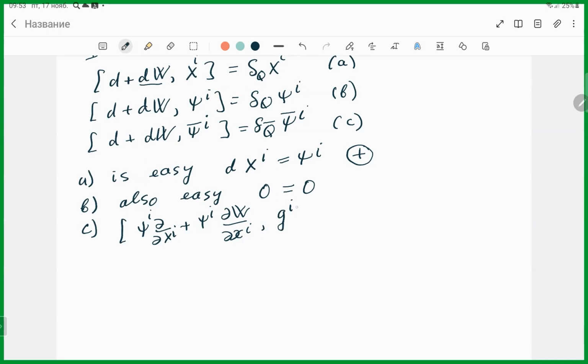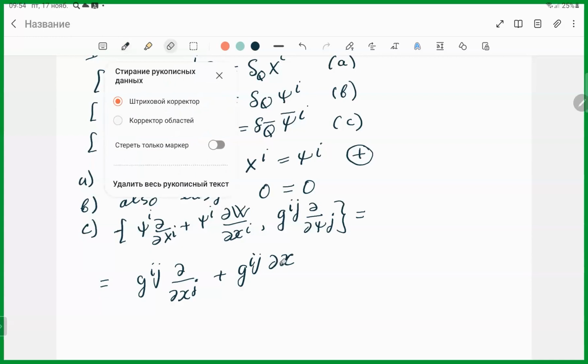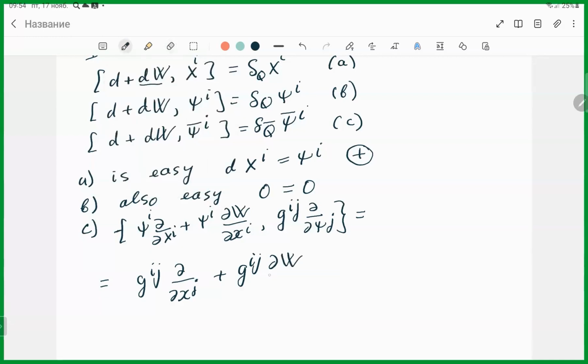I know how to write it: Ij bar d over d psi j. Here actually I need to put the anti-commutator. And I have two terms. First term is g ij d over d xj. And there is a second term, and the second term is g ij dw over d xj.